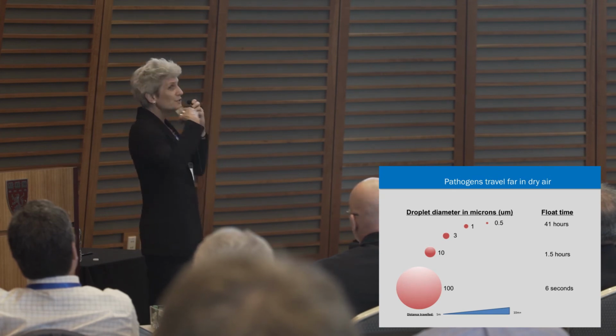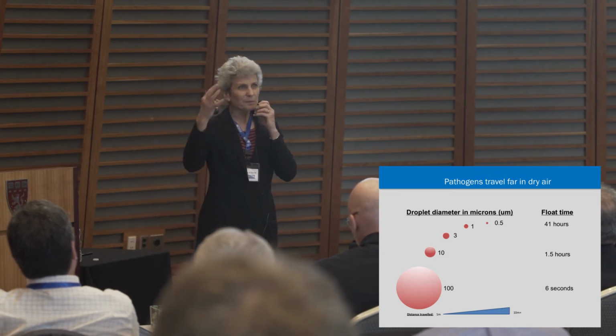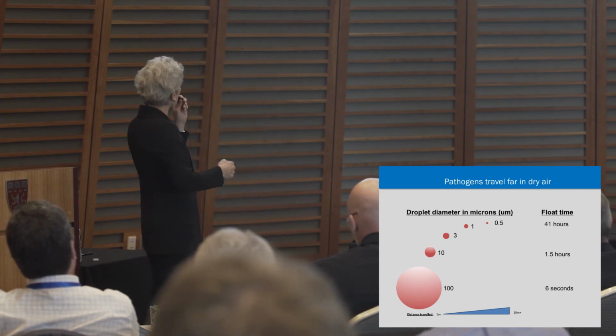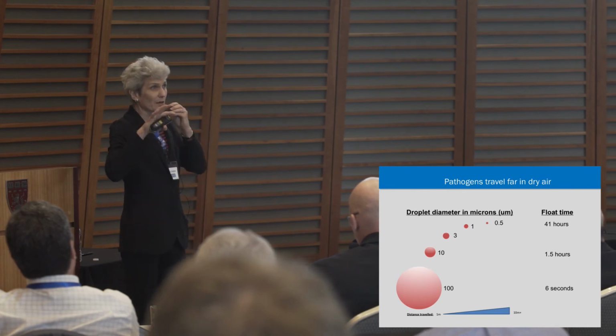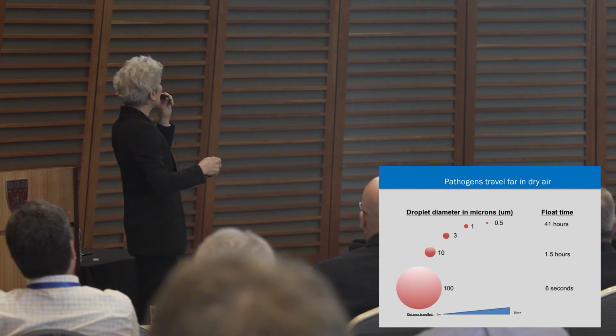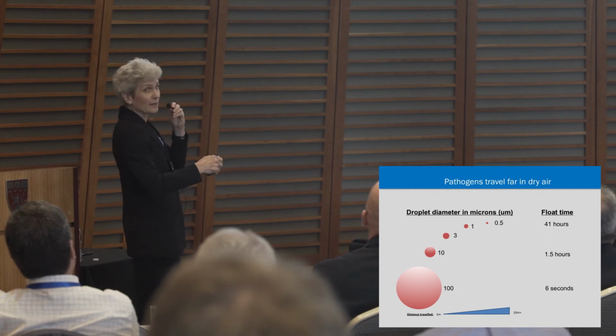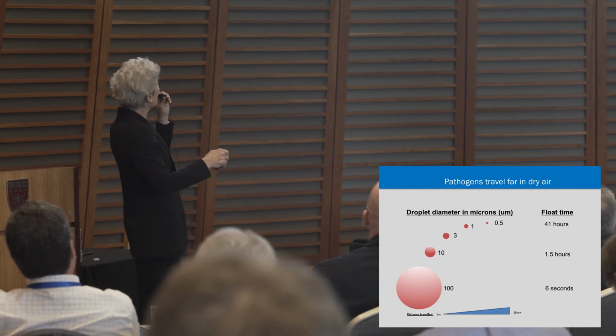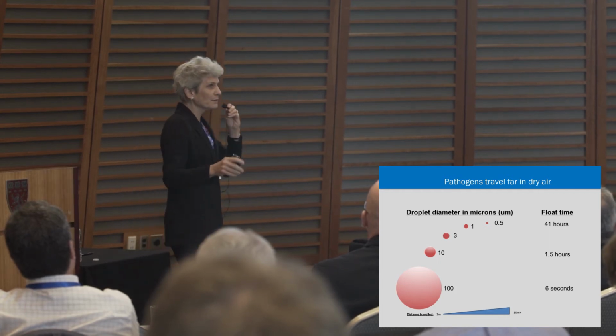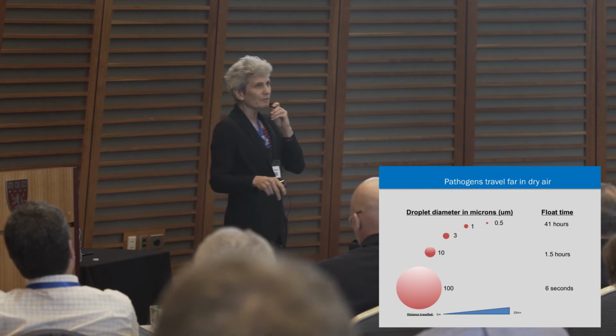As I talk, droplets come out about 100 microns in diameter. Depending on how much moisture there is in the air, these droplets will shrink. And again, Don talked about this, but in dry indoor air, you can get a droplet nuclei all the way down to half a micron.